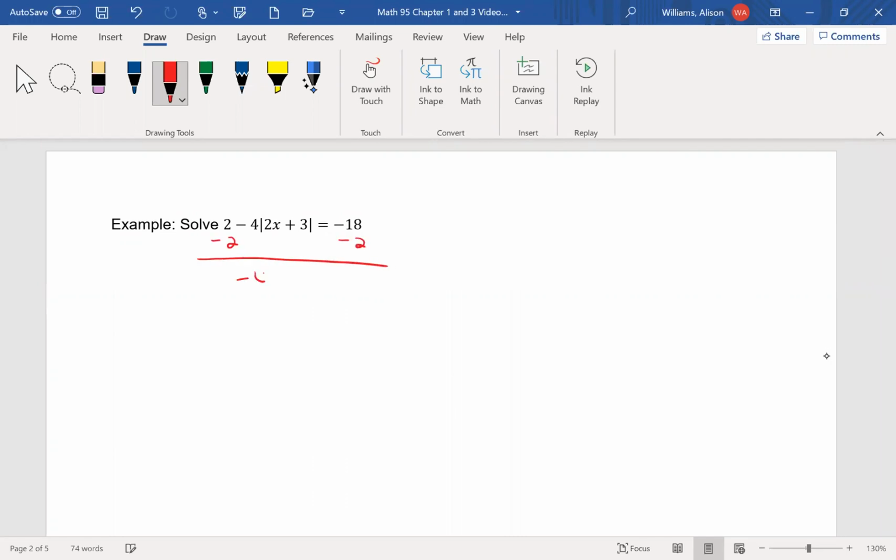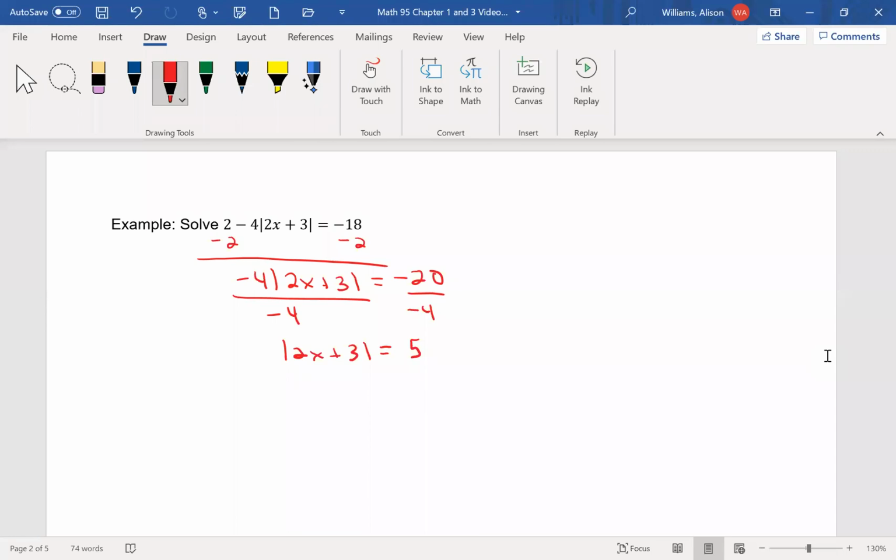Let's see, that's going to be -4 times the absolute value of 2x plus 3 equals, okay, so that's -20. Wow, that's really crooked. That's fine. Let's divide both sides by -4. So let's see, absolute value of 2x plus 3 equals 5.